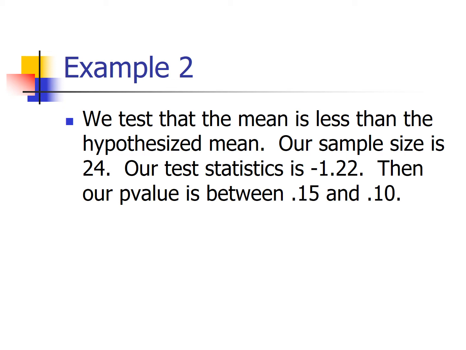So again, those are percentiles. Right, area to the left is 85 or 90. It means area to the right is 15 or 10. Now, of course, by symmetry, the area to the right of these positive numbers is the same as the area to the left of the negative numbers. And so that implies that the p-value is between 0.10 and 0.15.